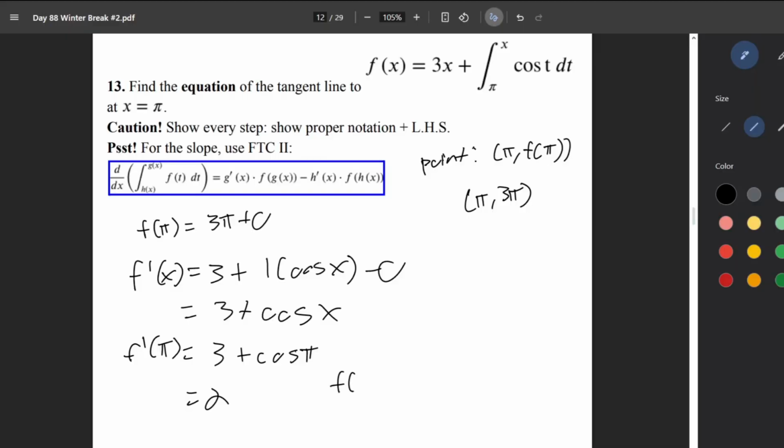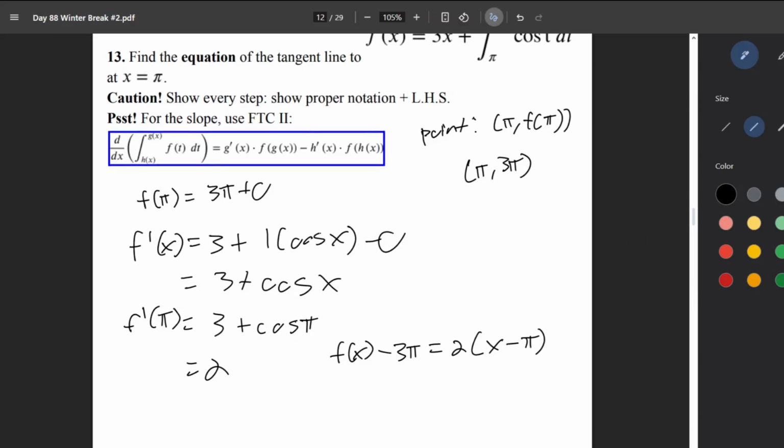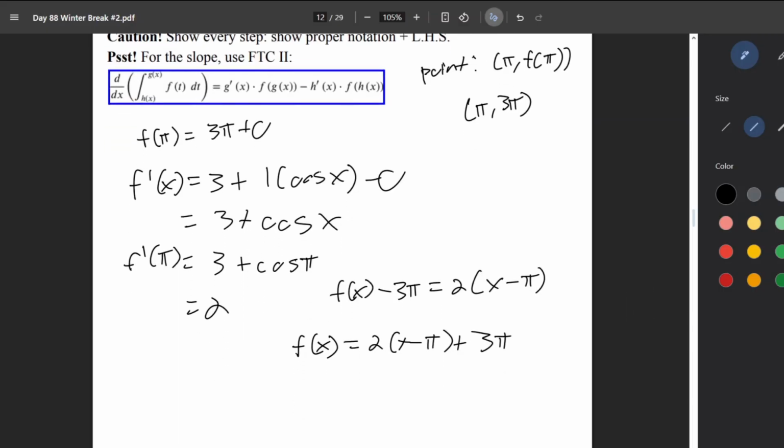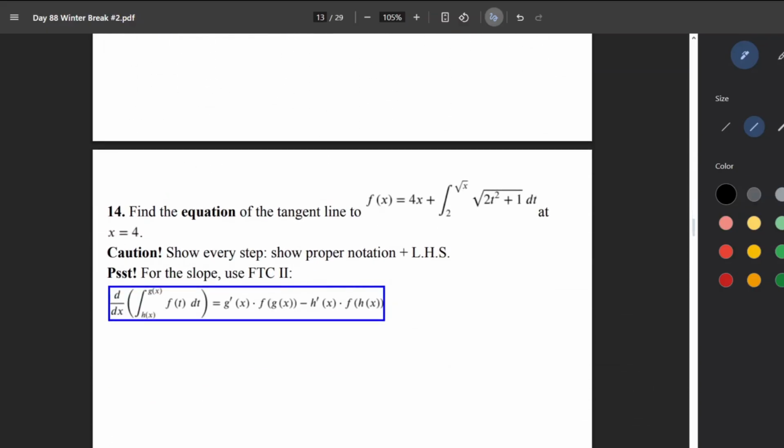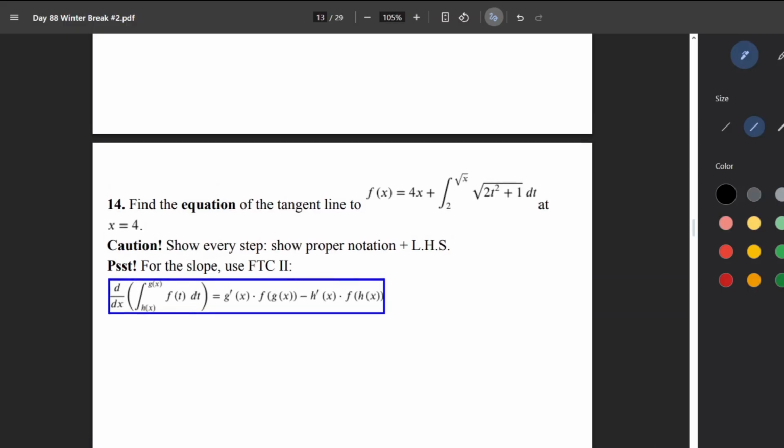So it would be y, or f of x, minus the y coordinate equals the slope times x minus the x coordinate, and then we just add 3 pi to the other side, so y equals 2 times x minus pi plus 3 pi. Sorry, the x looks weird, but I believe that is it. Another equation of tangent line. Hopefully you guys get it by now. I will maybe skip it, but you know, might as well do it.